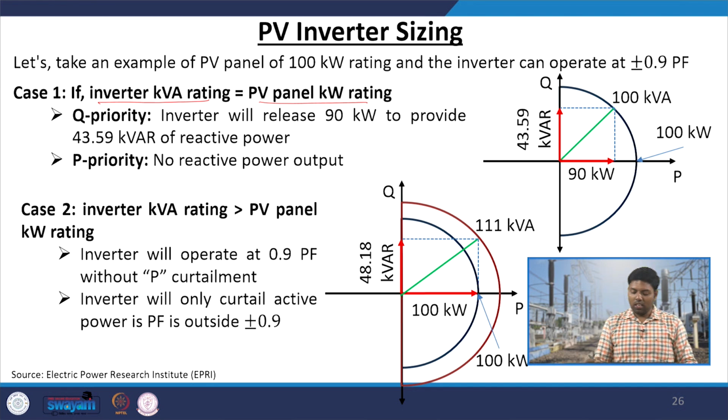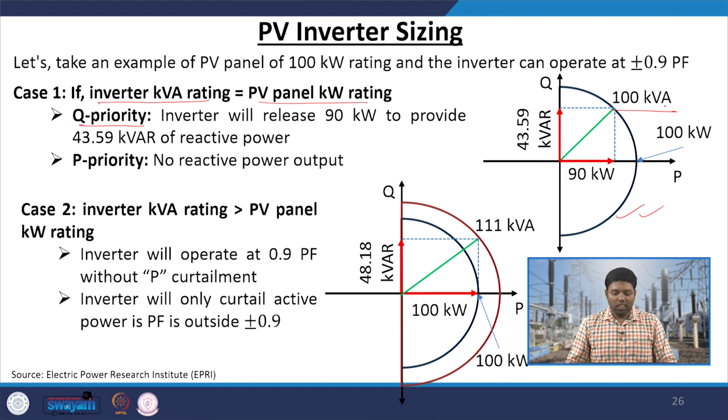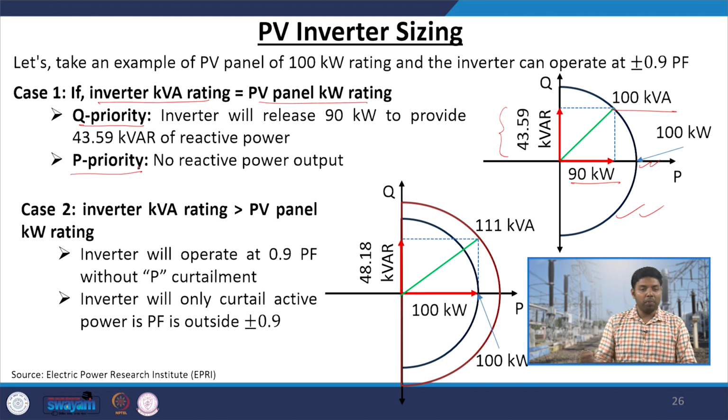In this condition, let us say this is the power capability curve. If you want reactive power from your circuit, then you cannot run your active power at its rated value. That means, if your 100 kVA inverter is used for a 100 kilowatt solar panel, but you want reactive power supply, then you have to run the active power output at 90 kilowatt, and the remaining 43.59 kVAR maximum you can take from your inverter. But if you run at P priority level, that means you do not need reactive power that much, so at that time you can take the total 100 kilowatt of output from your PV panel.